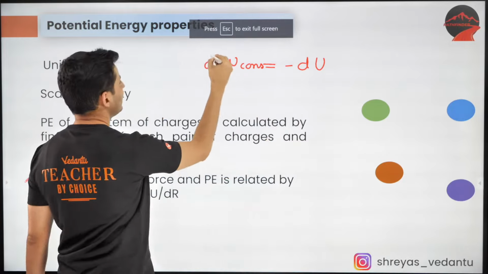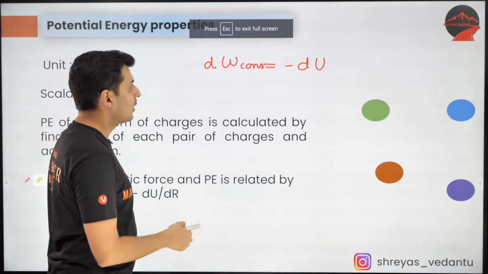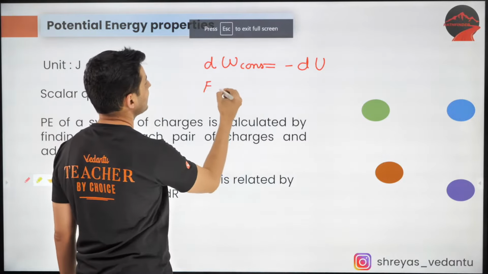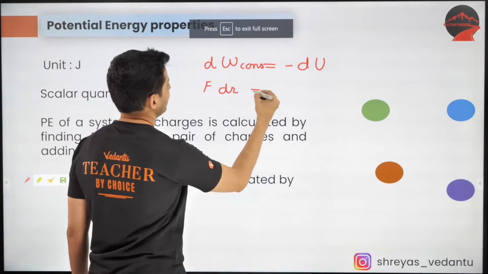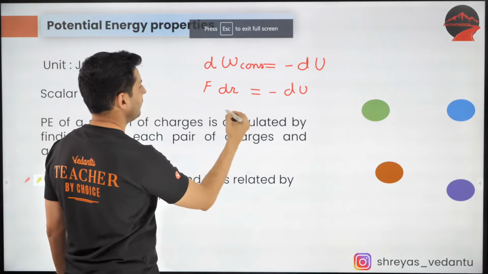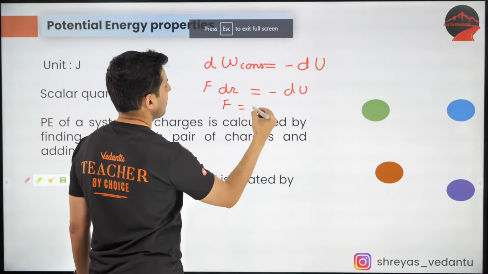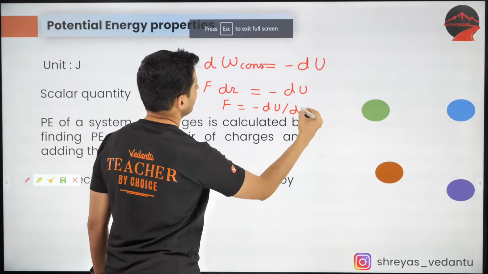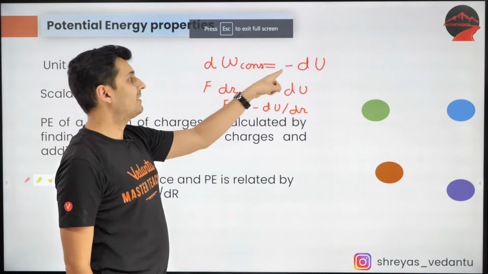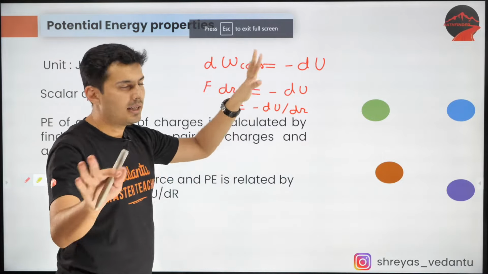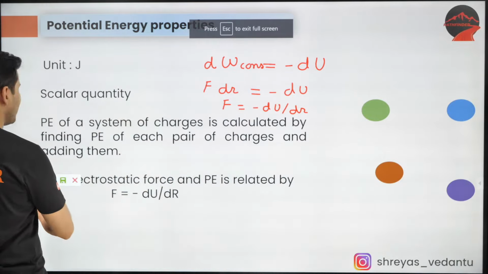This is basically the standard original formula, and work done is force into displacement. So that's why you get this, and from that you get F is minus dU by dr. Now you might be wondering, why is there a minus sign over here? Well, there is a logical reason for that.